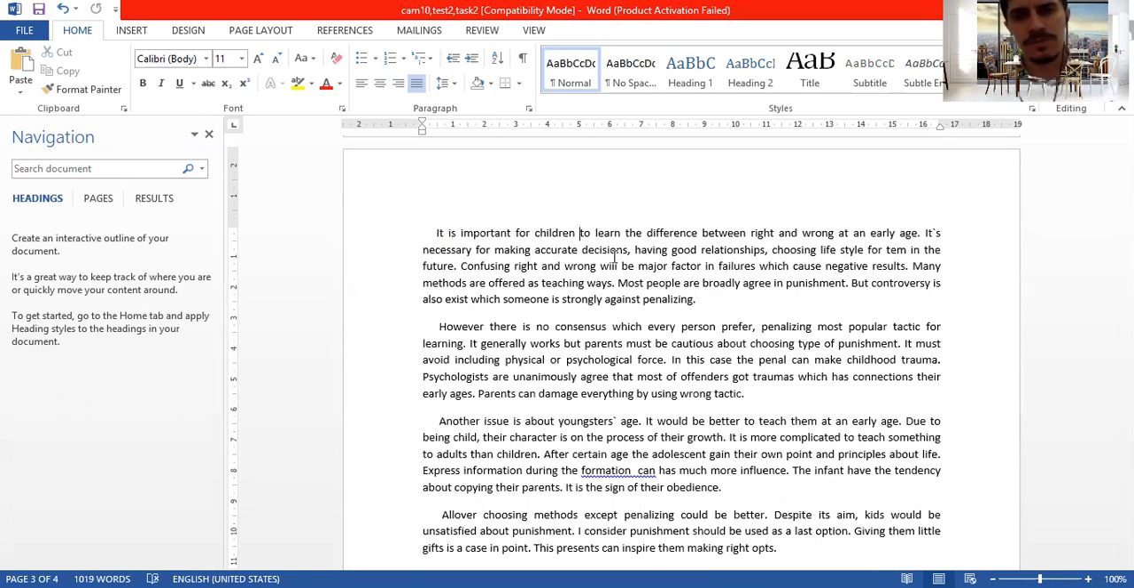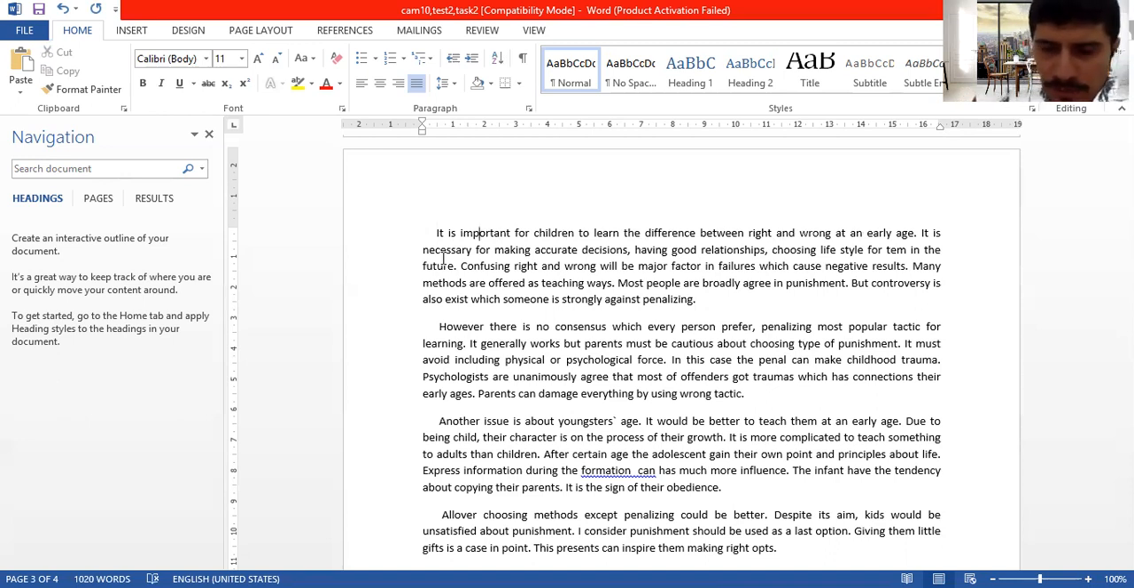It is important for children to learn the difference between right and wrong at an early age. Again, the same issue, "it is". It is necessary for making, so it's the same structure that you use: it is important for someone to do something. It is necessary for, so you just replace "important" with "necessary", but the structure is still the same. In this way, you do not demonstrate your proficiency level to the examiner. Instead, we are just claiming what we know. Therefore, try to diversify your grammatical structures.